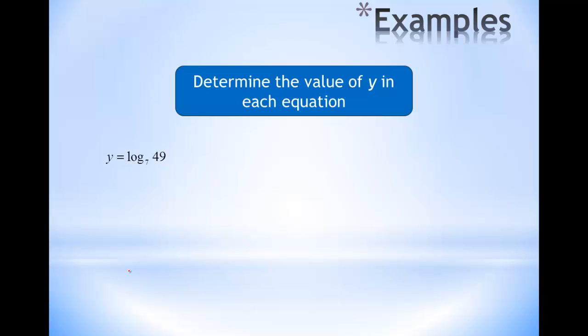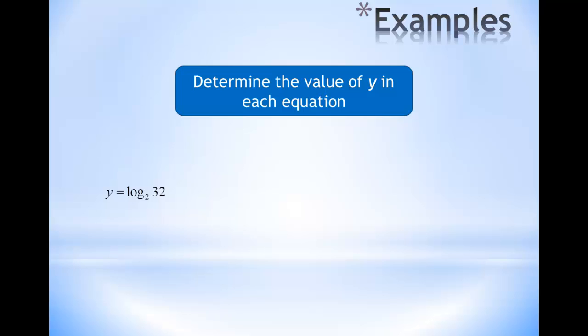If I have y equals log base 7 of 49, that means that 7 to the y is equal to 49. This is the logarithmic form, this is the exponential form. They mean the exact same thing. I can rewrite 49 as 7 squared. Using the 1 to 1 property, we know that y must be equal to 2 here.